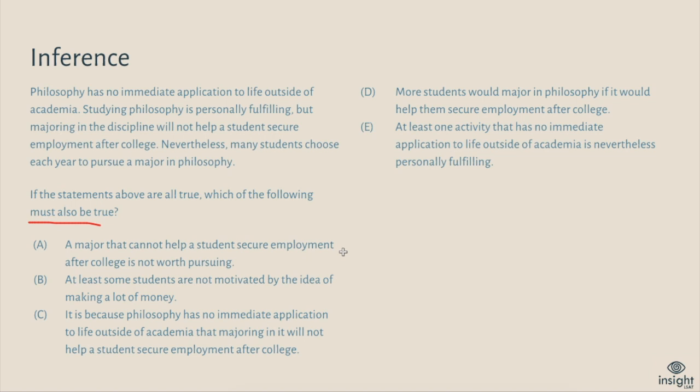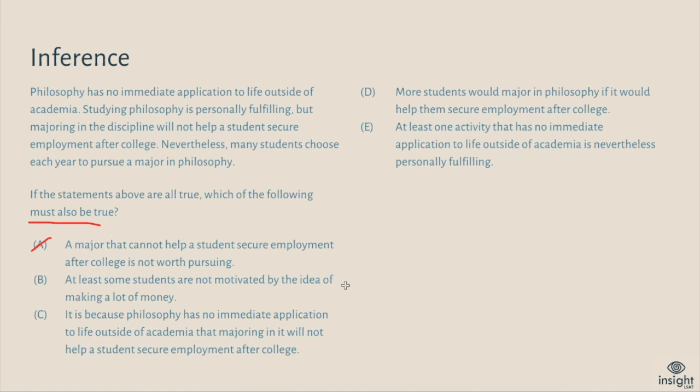Okay, A. A major that cannot help a student secure employment after college is not worth pursuing. Okay, again, we're looking for something that must be true. It doesn't say anything about what's not worth pursuing in this argument. That language is sort of out of bounds. We can't say anything about what's worth pursuing. That concept's not even in the blurb, so we can't say that that must be true.